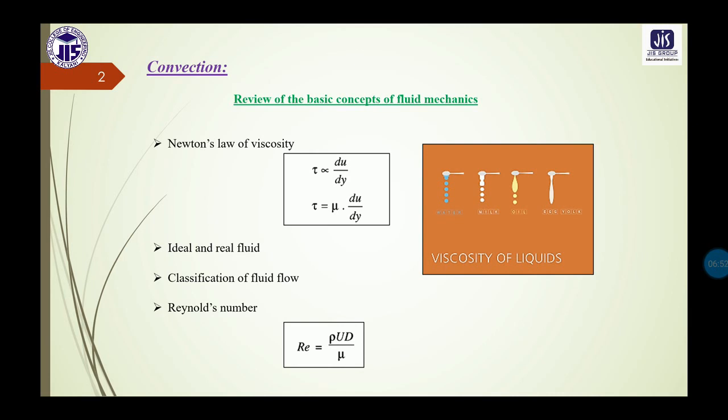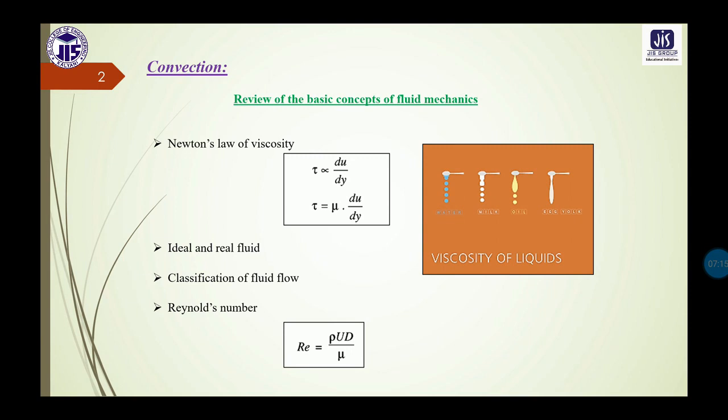Now there are different fluid properties that we have studied, like density, specific weight, specific volume, and specific gravity. All these basic fluid properties we have studied there, so I am not going into details for all these things. Now there is a most important fluid property that we have studied earlier, that is known as viscosity.